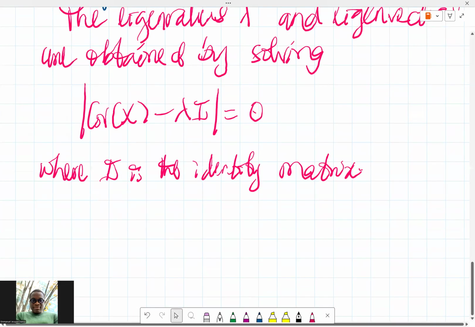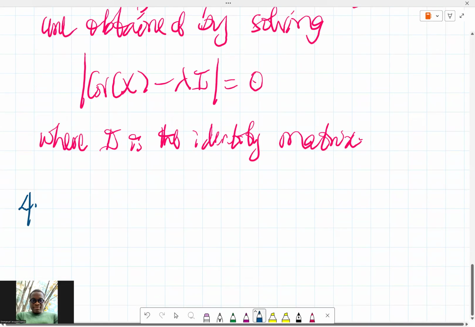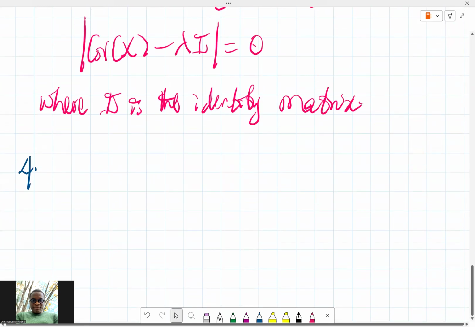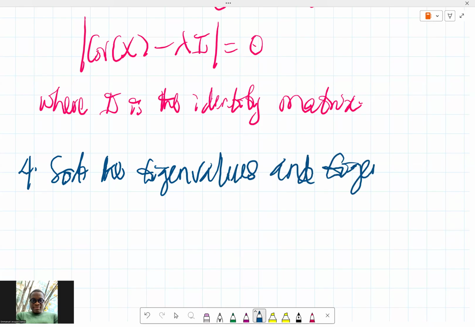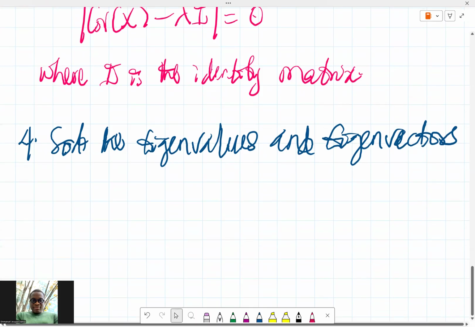Then we go to the fourth step. Since we have calculated the eigenvalues and eigenvectors, the fourth step is to sort the eigenvalues and eigenvectors. The eigenvalues are sorted in descending order. So the eigenvector corresponding to the largest eigenvalue is the first principal component. The second largest corresponds to the second principal component, and so on.